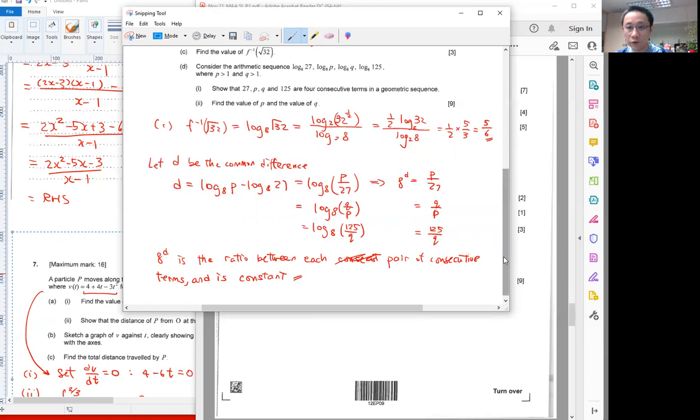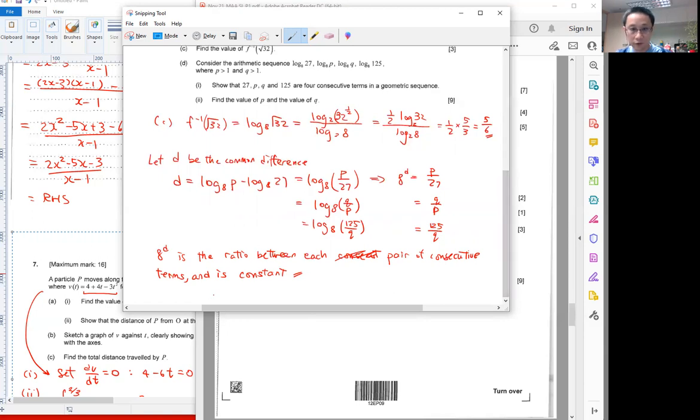To find the values of P and Q, well, you've got 125 being the fourth term of the sequence, so I think we can actually find the value of D first. So 27 times 8 to the D cubed equals 125. So 8 to the D cubed equals 125 over 27, actually I missed the cube. So 8 to the D without the cube equals 5 over 3, because 125 over 27 is nicely cube-able. We don't actually need to find the value of D.